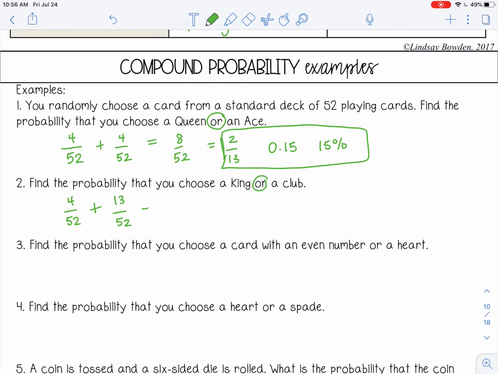So we need to subtract that one card, because otherwise we're counting it twice. We're counting it as a king and we're also counting it as a club, but it's just one card. We don't want to count it twice. So I'm going to subtract it. So let's see, 4 plus 13 is 17, minus 1 is 16. And then reduce that. That would be 4/13 or 0.31 or 31%.